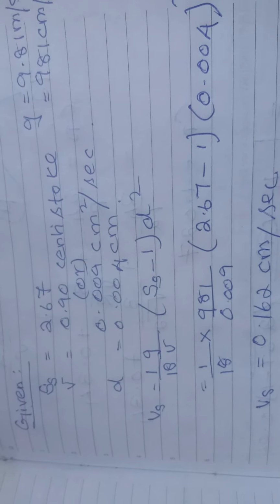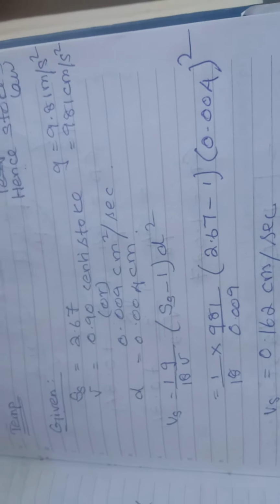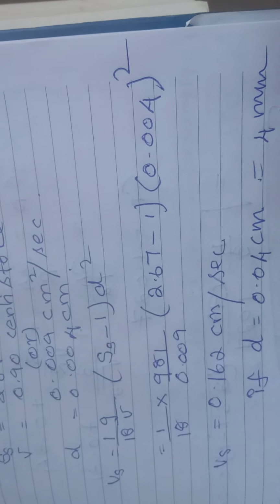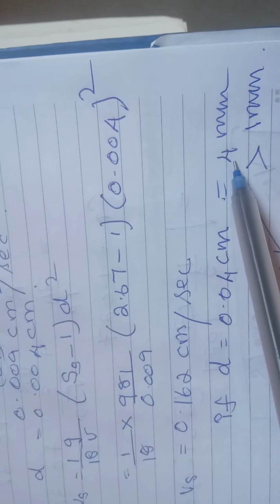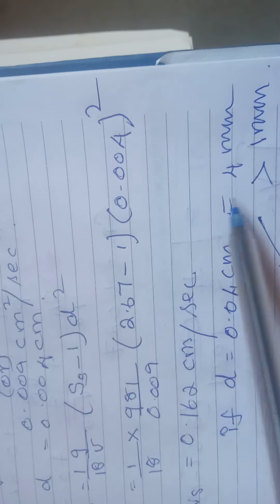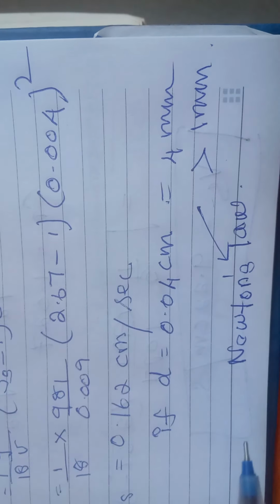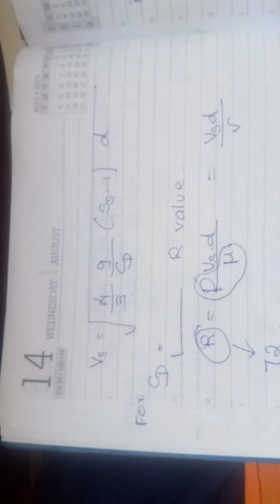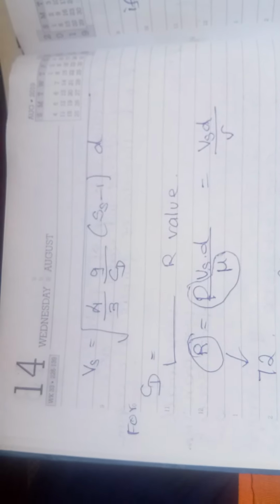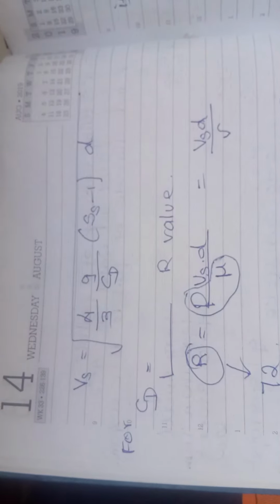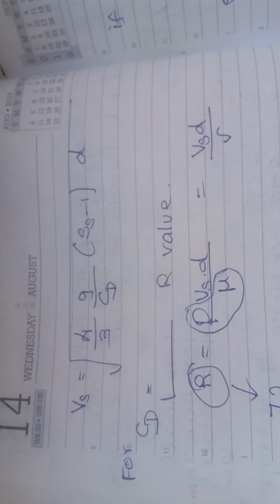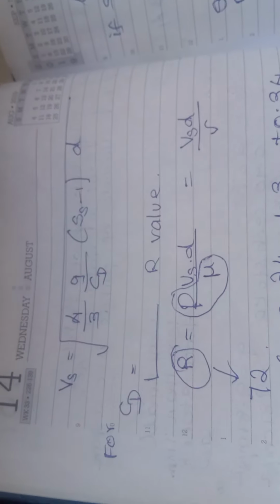In this case our particle size is very small and hence we are using Stokes law. Suppose the particle size is 0.04 centimeter, that is 4 mm, which is greater than 1 mm. Hence in this case we cannot use Stokes law; instead we have to go for Newton's law. Already we know what Newton's law states: Vs equals root of 4 by 3 into g by CD into (Ss minus 1) into d. In this case, as I have already told you, CD mainly depends upon the Reynolds number.